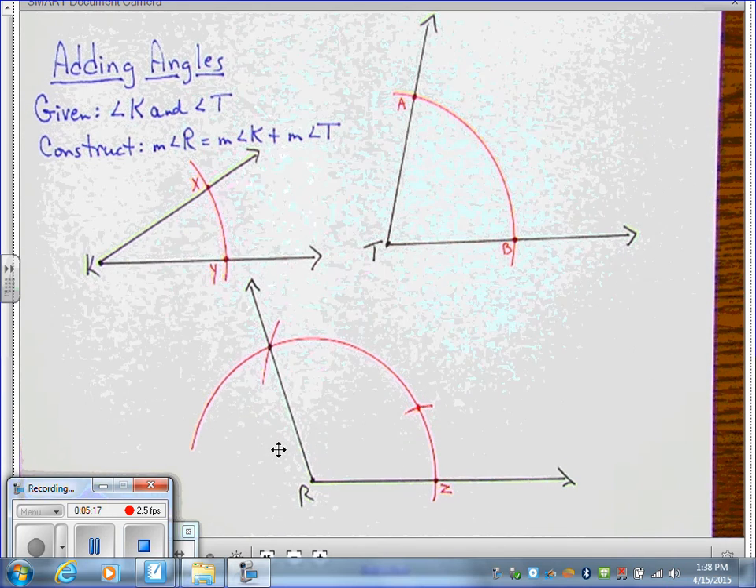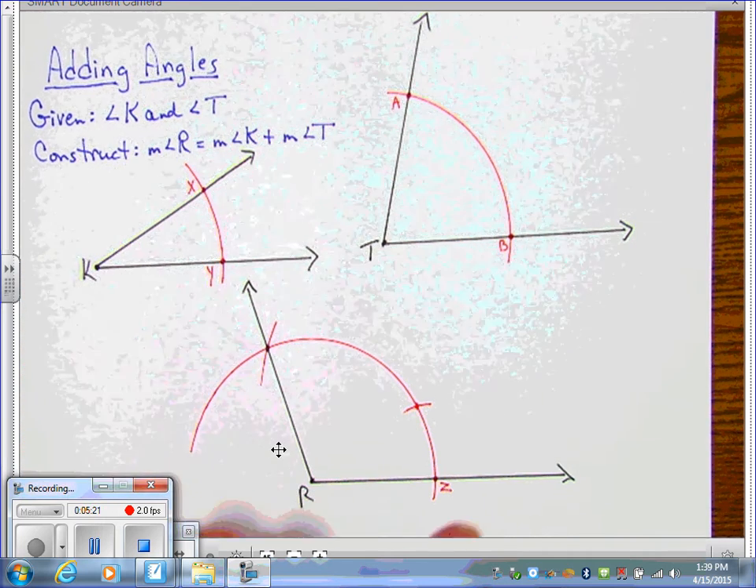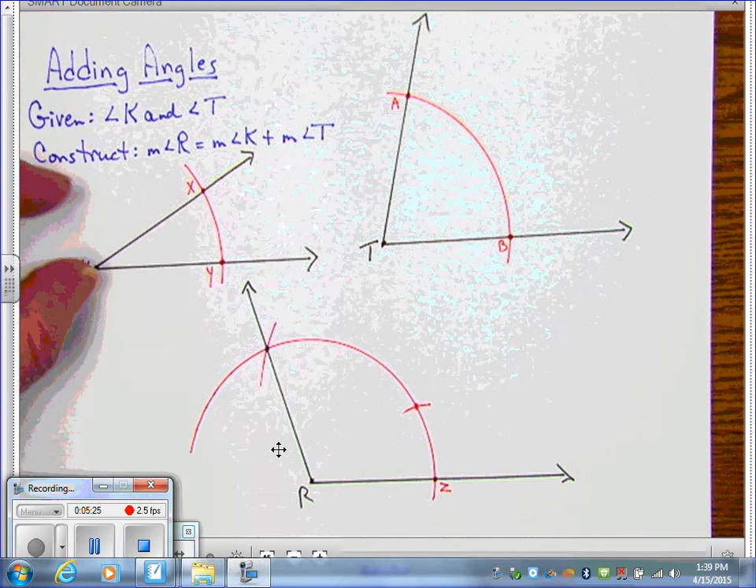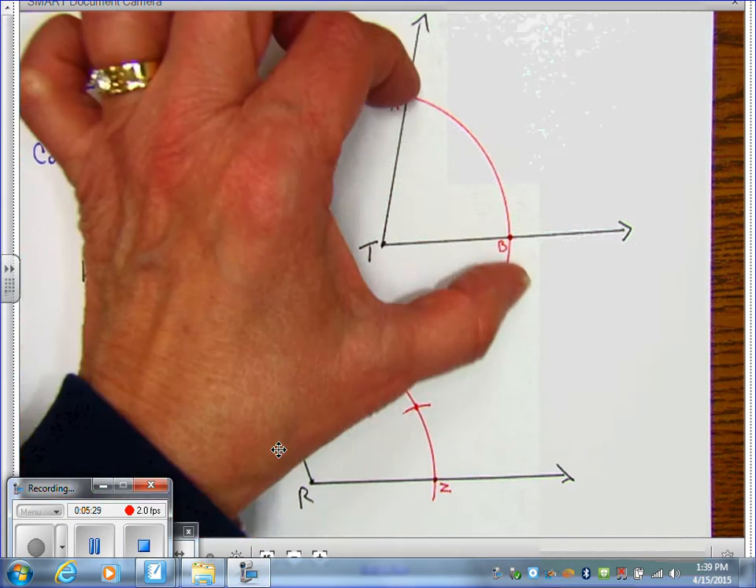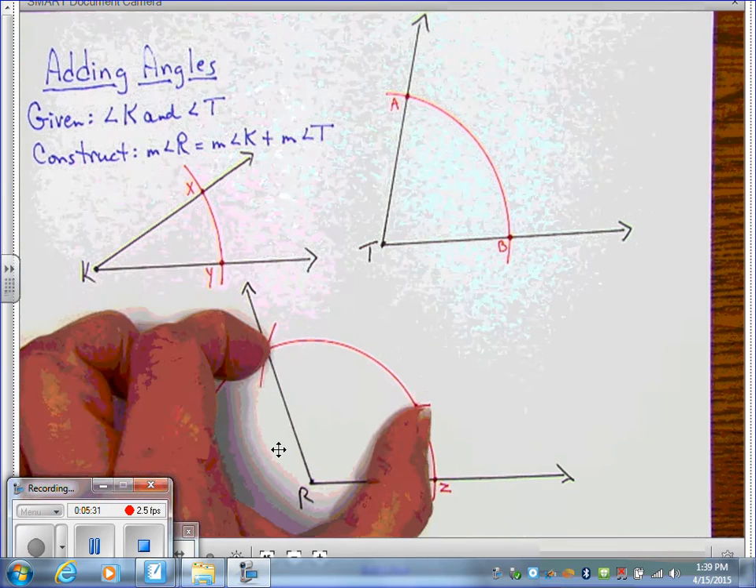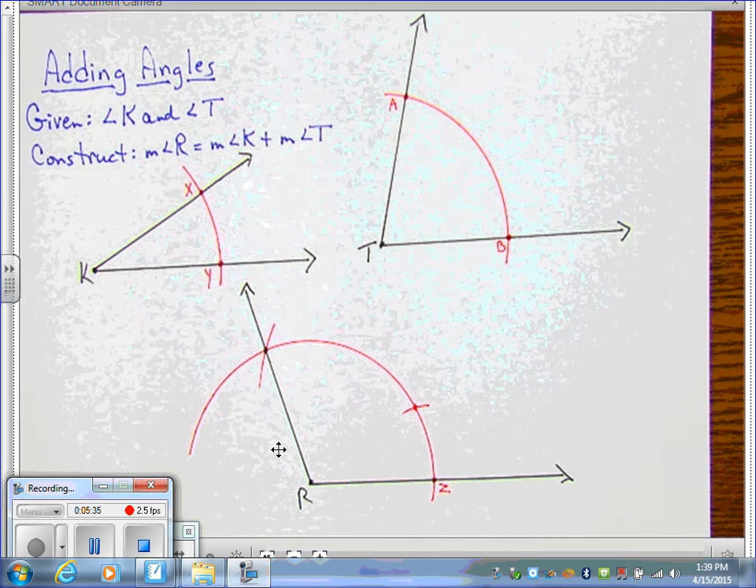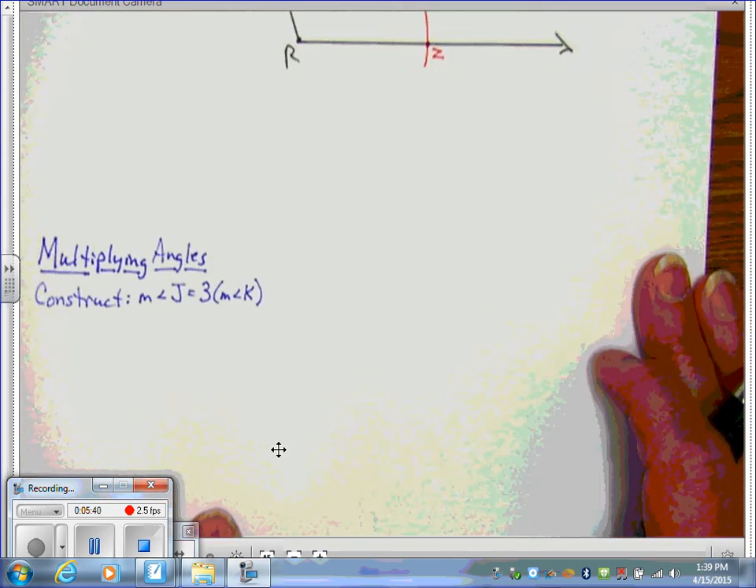Okay, everybody see? Favorite arcs on all three. Measure the distance across angle K, arc it off. Measure the distance across angle T, add it to it, and now we have the sum. All right? Now, one more idea.